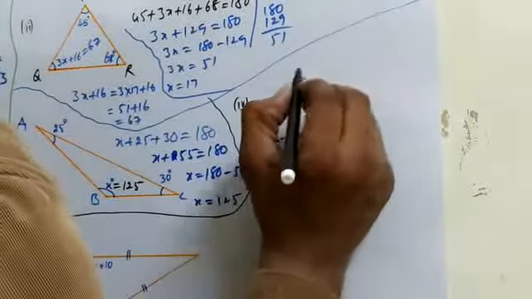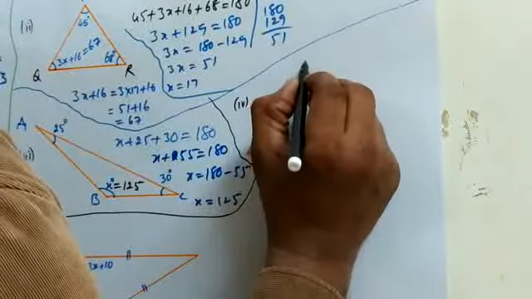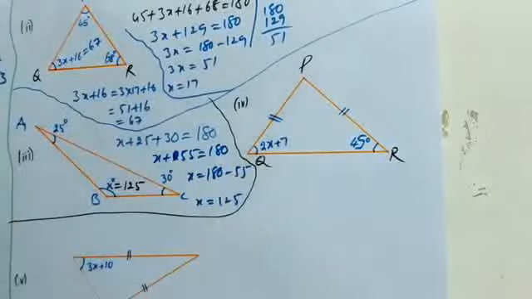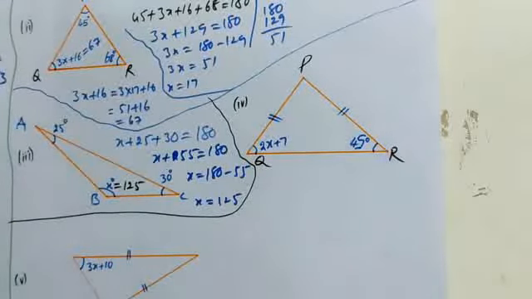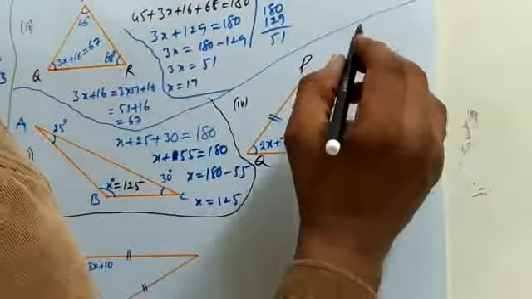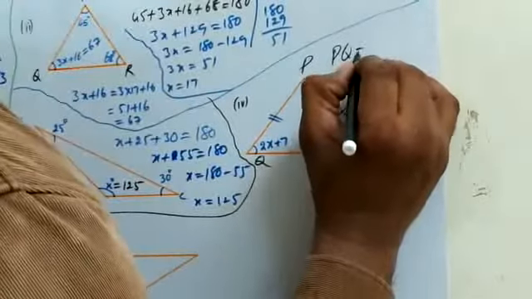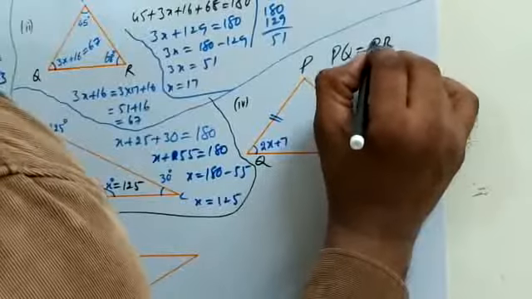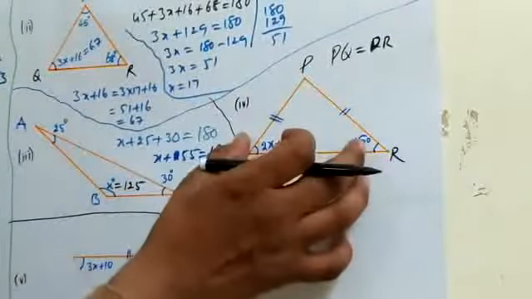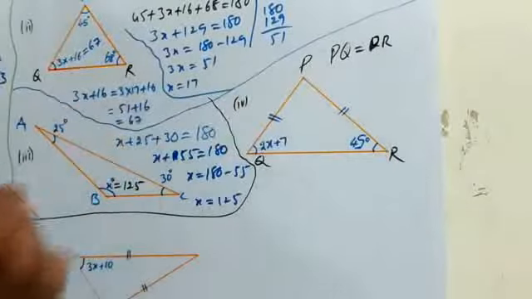See, this is PQR. Here, side PQ is equal to PR. Therefore, two sides are equal, so two angles are equal.